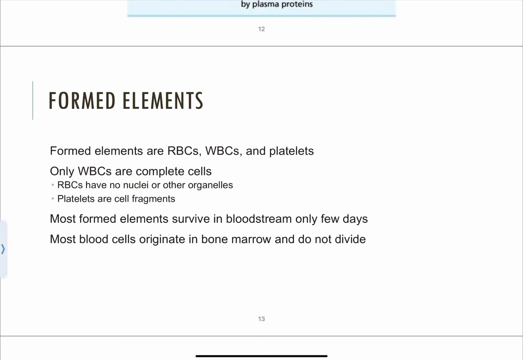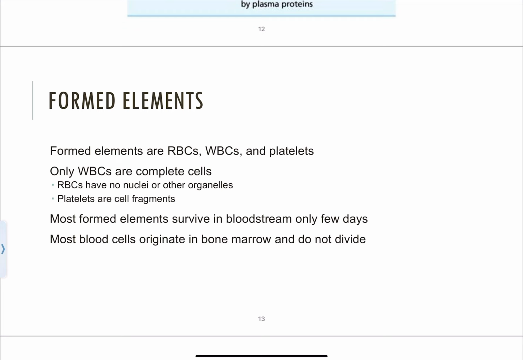When we're talking about the three types of formed elements, we only consider one of these three to be a complete cell, and that's going to be our leukocytes, meaning that they have nuclei and organelles, and they can pretty much function on their own. When we're talking about the other two formed elements, our red blood cells and our platelets, they're missing things that make them a whole or complete cell.